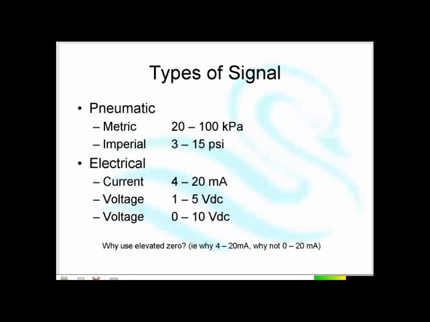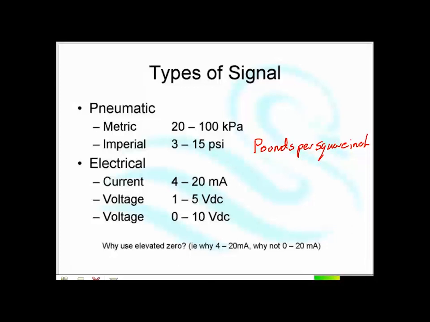Now, the types of signals we send from one instrument to the other, in the olden days, it used to be in air, and we used to send the pneumatic signal, and we used to send 3 to 15 psi, where psi stood for pounds per square inch. PSI.